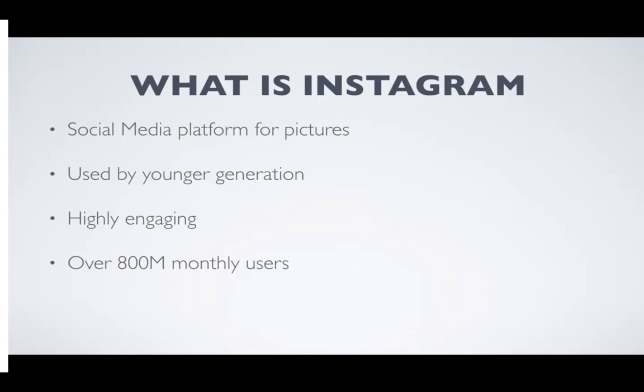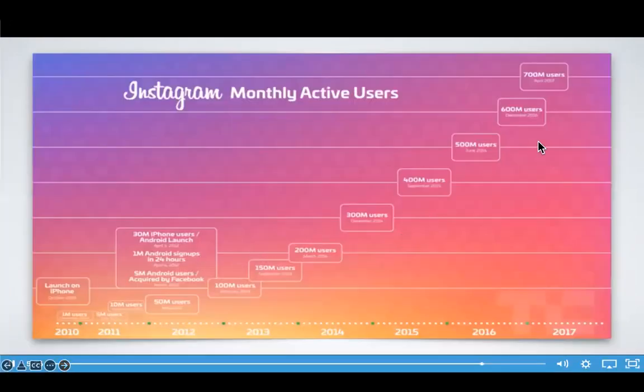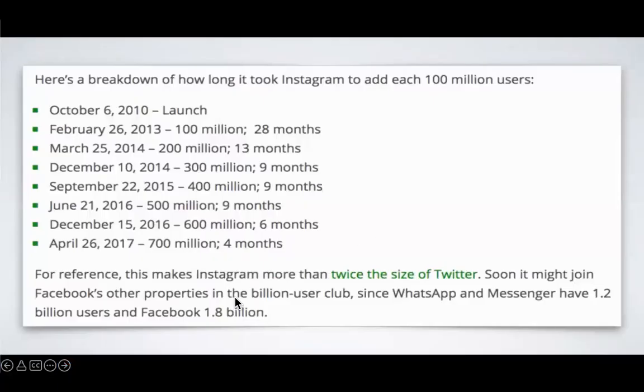Instagram currently has over 800 million monthly users, actually going to 1 billion users. This is data from 2017-18. Instagram users have grown, as we can see, from its launch in 2010. This is just looking at up to 2017. So right now it's over 1 billion users on Instagram. It's quite a busy social media platform.